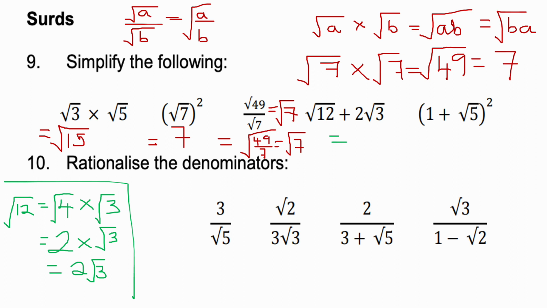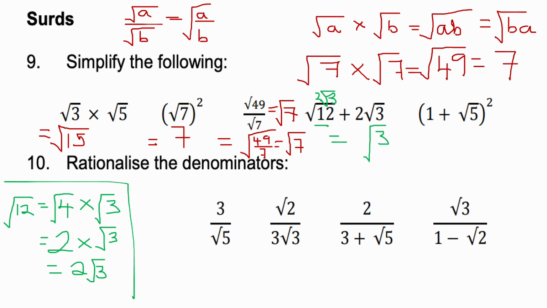Now I've got 2 root 3 plus 2 root 3, which simplifies to 4 root 3, because I can only add surds if I have a common surd. So I can't just do root 12 plus root 3 and get root 15. It doesn't actually work like that. I can only add and subtract surds with the same surd component. So root 12 is 2 root 3, so I have 2 root 3 plus 2 root 3. Think of it as 2x plus 2x, I get 4x, but instead of the x, I've got a root 3, so it becomes 4 root 3.